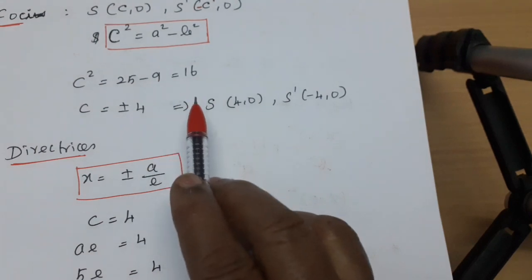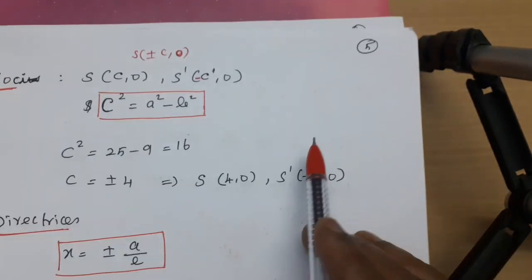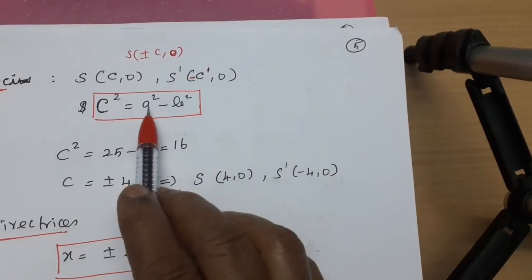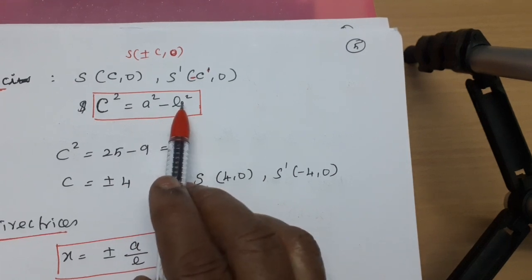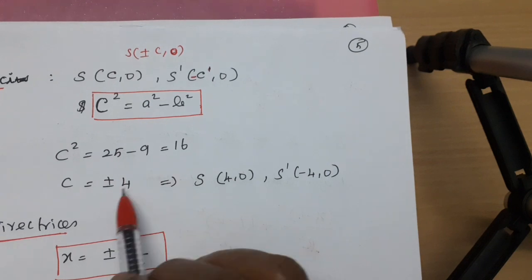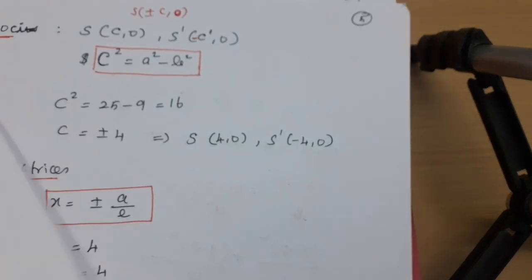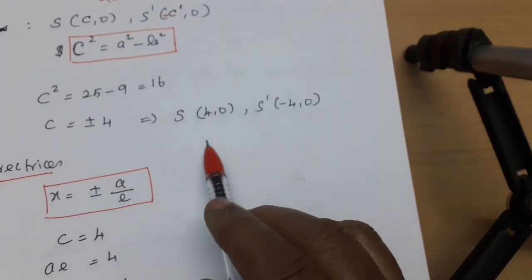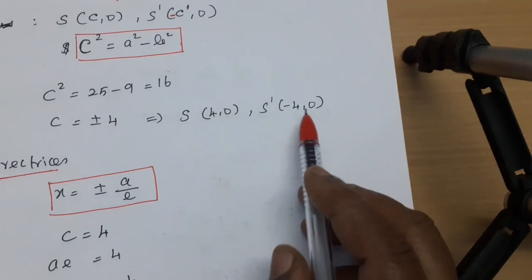Next, the focus is plus or minus c comma 0. How will you find c? c square equals a square minus b square, so 25 minus 9 is 16. So c equals plus or minus 4. Therefore, the focus is 4 comma 0 and minus 4 comma 0.